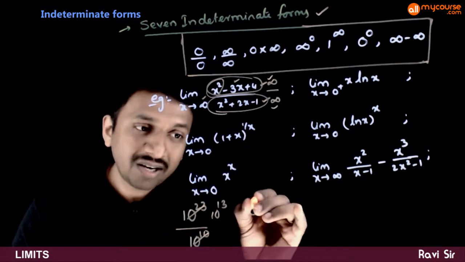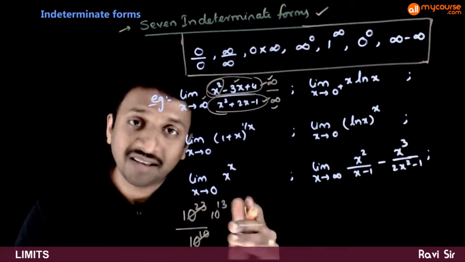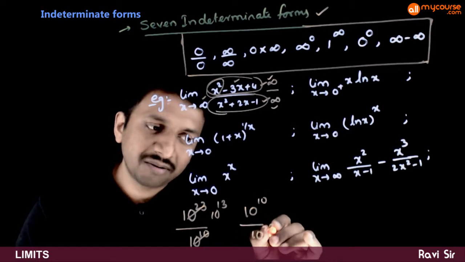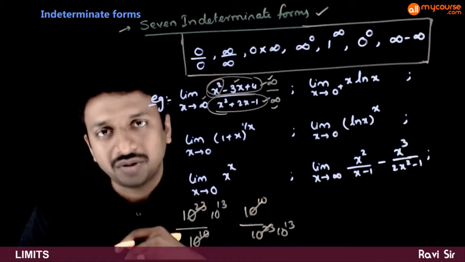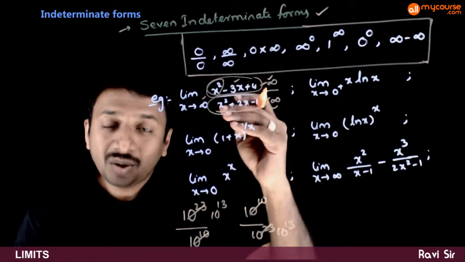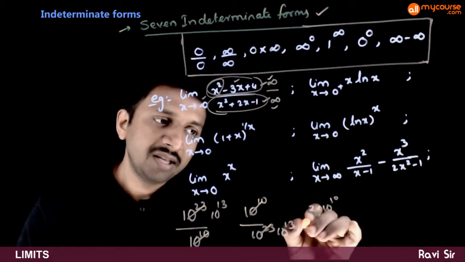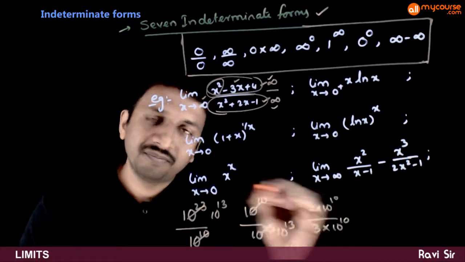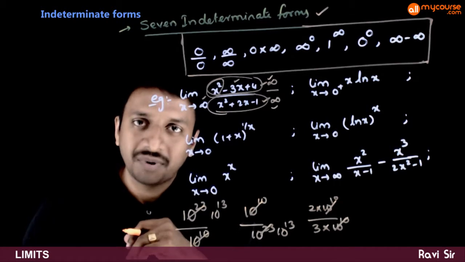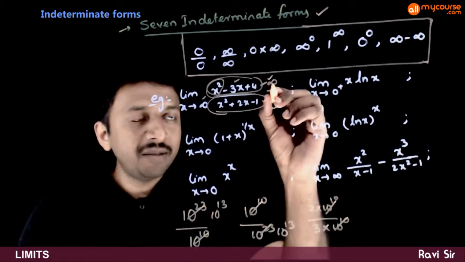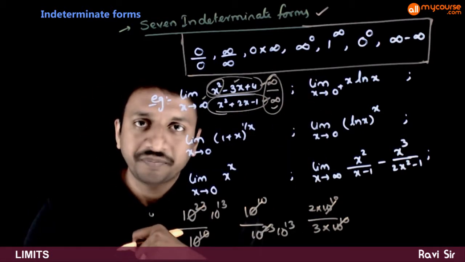Or if the infinity in the numerator is of smaller order and the infinity in the denominator is of larger order, this becomes 1 by 10 power 13, which goes very, very close to 0. And if the two infinities are of the same order, one is of the form 2 into 10 power 10, the other is of the form 3 times 10 power 10, you can also get a very nice finite number as the answer. So again it depends on the order of infinities of the numerator and the denominator.